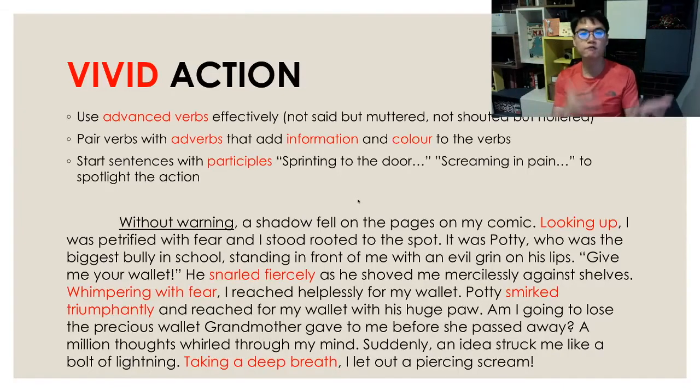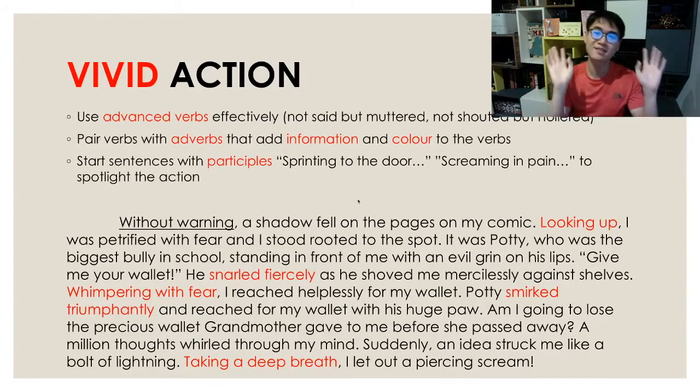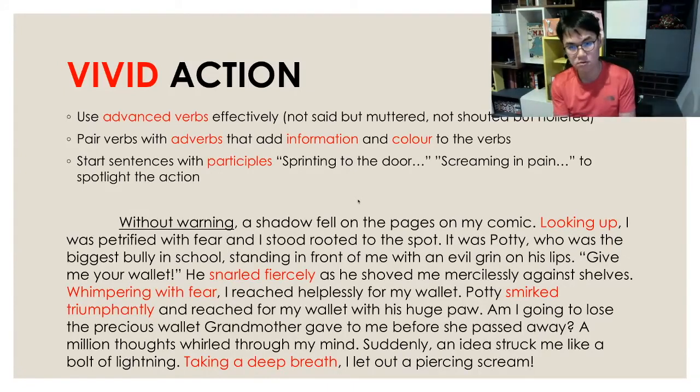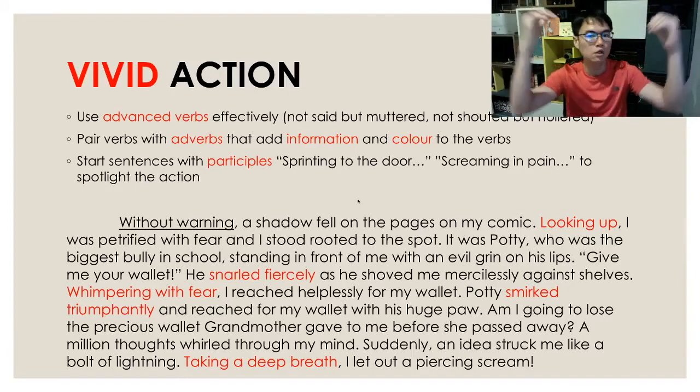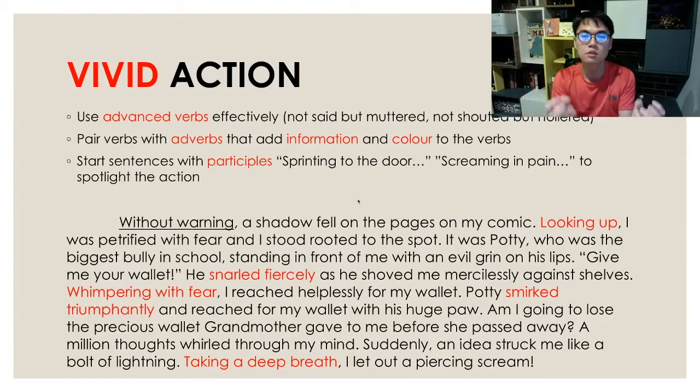So how do I create vivid action? Well, obviously it has to be verbs, right? And not just normal verbs like run, walk, sing, look, say, but advanced verbs, okay? Verbs that have more than the basic meaning. So instead of said, I would say muttered. And you know, muttered has this kind of meaning of under your breath, not very loud. Instead of shouted, I'll go hollered, which has this idea about, you know, either anger or excitement and very high volume. So use advanced verbs to spice up your action so that it's so much more detailed.